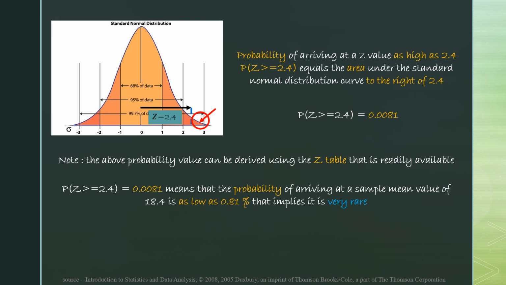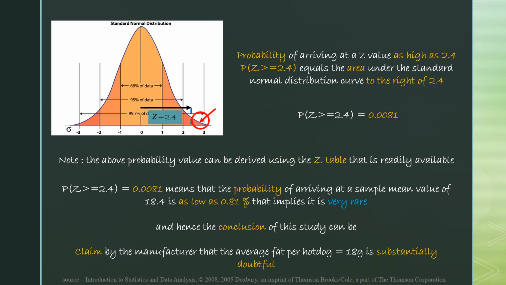The probability of z greater than or equal to 2.4, which equals 0.0081, means that the probability of arriving at a sample mean value of 18.4 is as low as 0.81%. That implies it is very rare. And hence the conclusion of the study is that the claim by the manufacturer that the average fat per hot dog equals 18 grams is substantially doubtful.